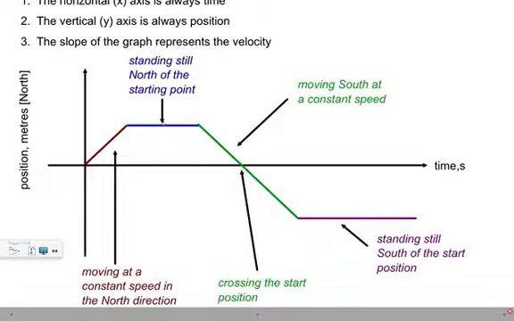Okay? Here, he starts moving back to where he started, and then he continues to go, right? So he gets back to his start point, then he moves even south of where he started. And so he's moving south the whole time, and he's moving at a constant speed, right? Because the slope is constant, it's a straight line. So at that particular moment in time, he's crossing where he started. And then this last part is he's standing still south of the start position. Again, we don't have any numbers to go by here, but if you want to describe that, that's what it is. Okay?